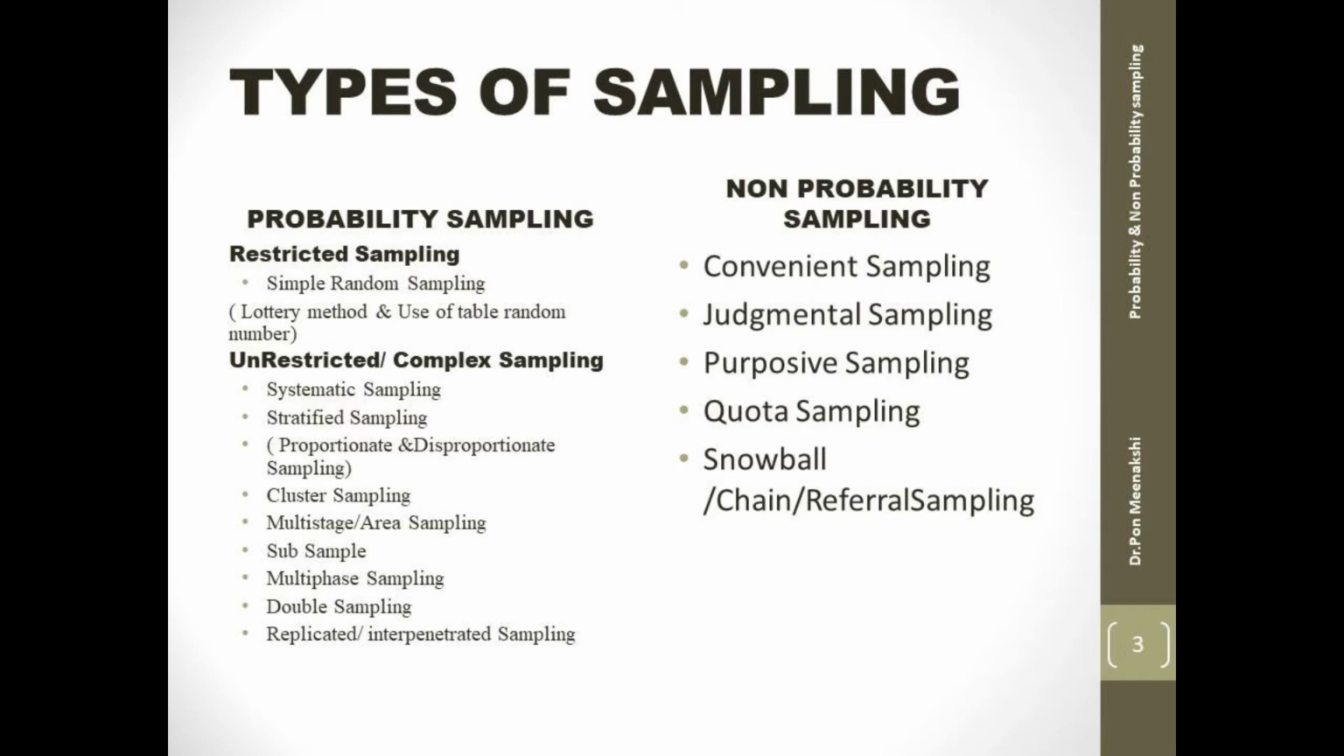Multi-phase sampling has different phases of observation. The best example is the polio drop given by the government to children below 5 years, but it is given continuously, once every 6 months. It has different phases of study. Like that, the researcher can select different phases of observation.